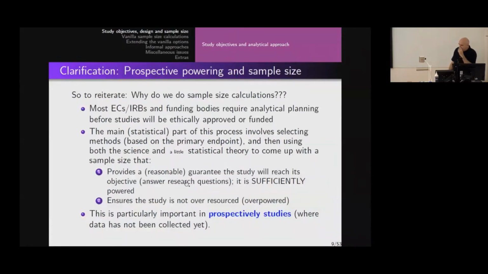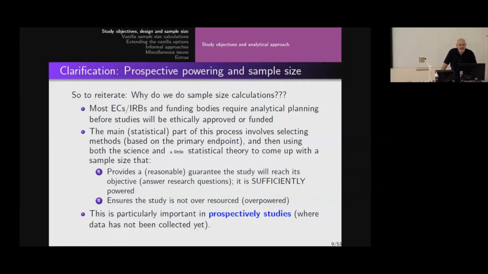Okay, so I just want to clarify here. Why do we need sample size calculations? Well, because ethics committees and granting bodies want us to do them. Now, I'm not really being cynical there. There is a very good reason they want us to do them. I don't actually disagree with sample size calculation. It's a very, very good idea. I just disagree with them being done badly.